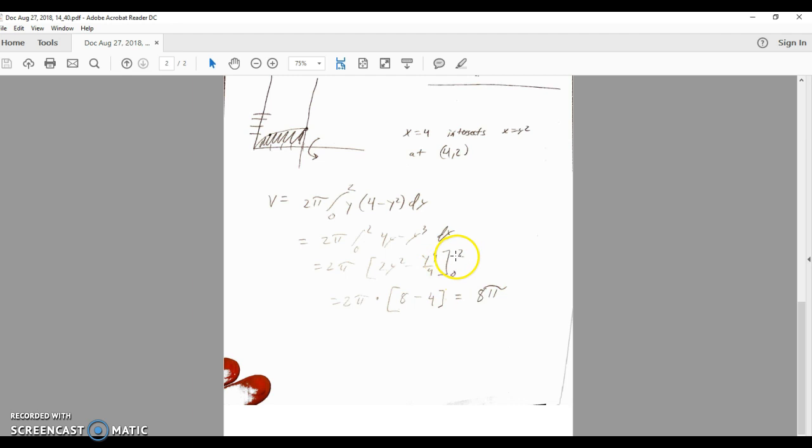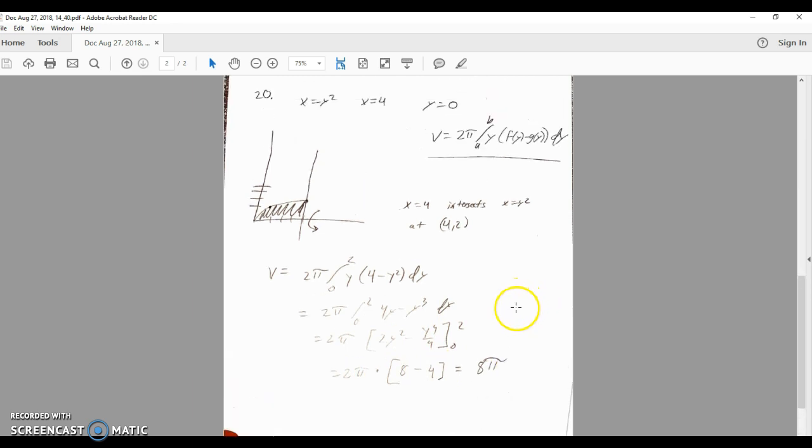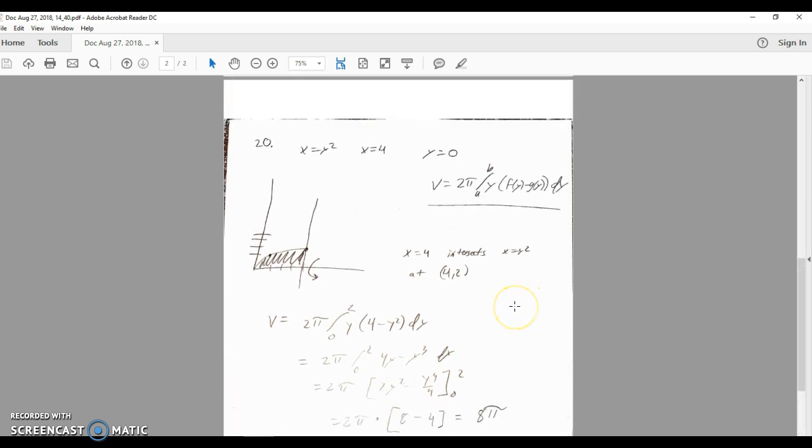Well, the 0 part disappears. If you plug in a 2, you get 8 minus 4. That's 4 times 2 pi, which is 8 pi. Right, so there is that one worked out. Okay, that's going to be it for this video.